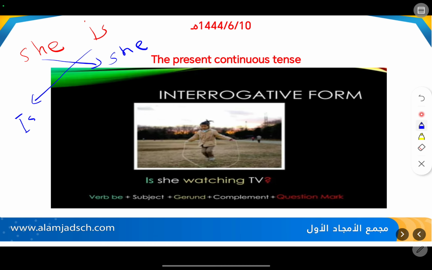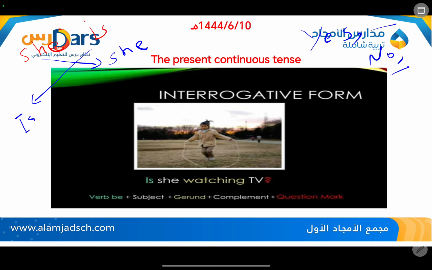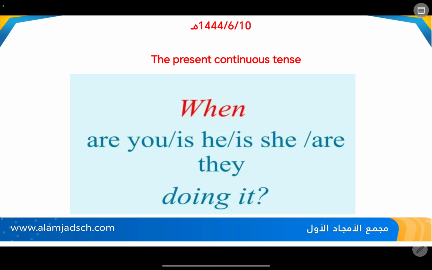And after that, I will answer using yes or no. For example, if I wanted to say yes, I will say yes, she is. If I wanted to say no, I will say no, she isn't. Okay, this is the question form. Let's move to the next page.